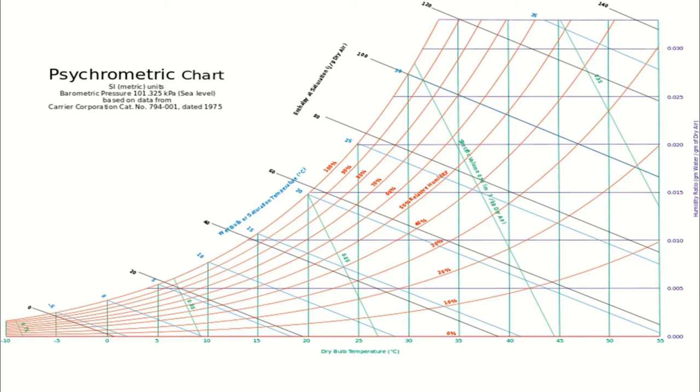Let's make it simple, stepwise. First of all, we will discuss dry bulb temperature. It is the normal temperature of air, and it can be measured simply by a normal thermometer.